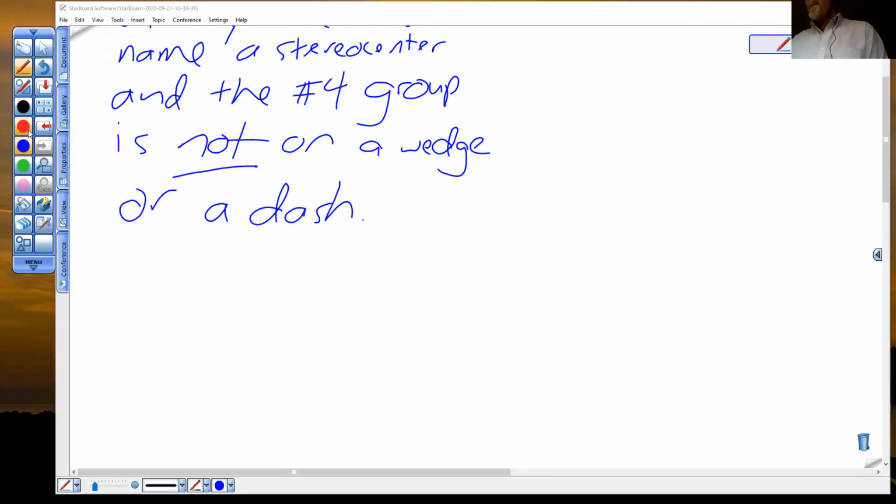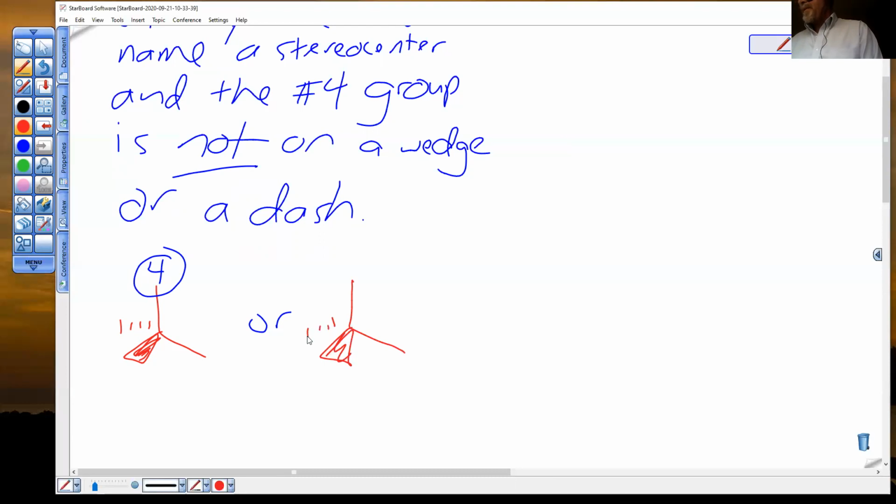Here's the 2 times you have to use a double switch. If you've got a tetrahedron and the number 4 group is here, or it doesn't matter where the other groups are, the number 4 group on the same tetrahedron. Or the 4's here.